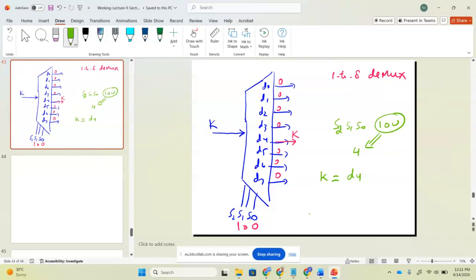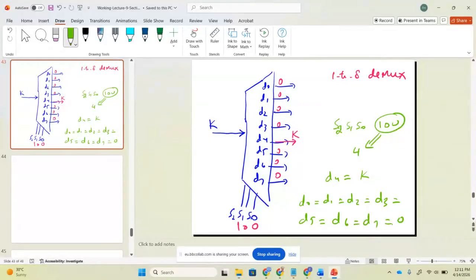And what will D4 be? D4 will be equal to K. What about D0? What about D1? What about D2? What about D3? What about D5? What about D6? What about D7? All of them will be 0. Clear or not clear? So now we take another example.